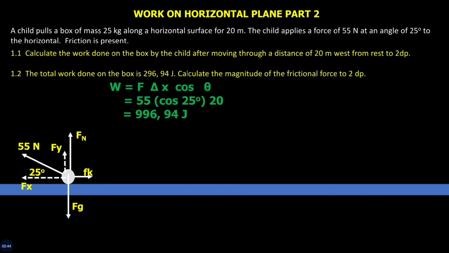Calculate the magnitude of the frictional force, correct to 2 decimal places. So the total work, we know that is given by the work done by all the forces on the object: applied force, normal force, gravitational force, frictional force. But we've already discovered that on a horizontal surface, the work done by the gravitational force and the normal force is 0 joules. So the normal force does 0 work, weight does 0 work, which means I'm left with the applied force and the frictional force.